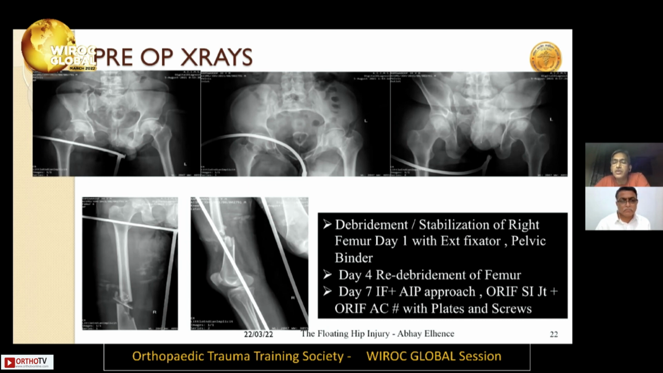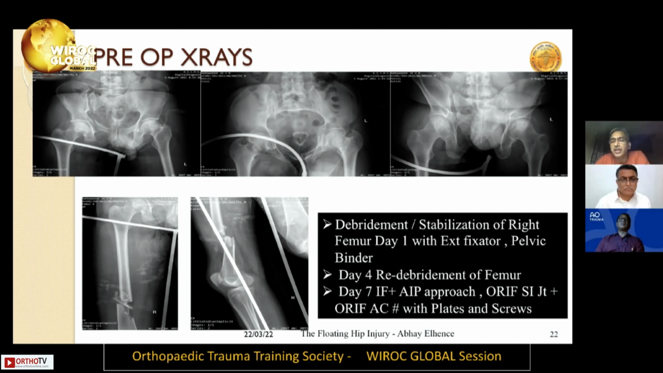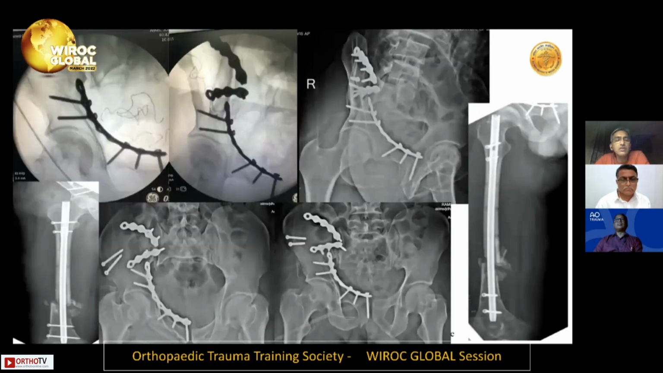The patient was put on a pelvic binder, again taken in for a redebridement of the femur on day 4. And on day 7, he underwent an iliofemoral and a combined AIP approach with an ORIF of the sacroiliac joint and internal fixation of the pelvic or the low anterior column fracture with plates and screws. And this is what he looked like.